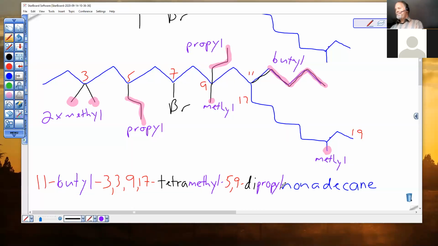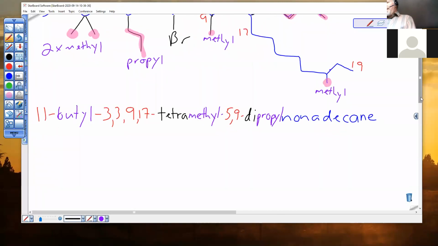All right. So we have the lovely molecule 11-butyl 3,3,9,17 tetramethyl 5,9-dipropyl nonadecane. It just rolls off the tongue. You might ask yourself, what's the formula? And we will do the formula here. How many carbons in a butyl group? Good review here without looking at the molecule.